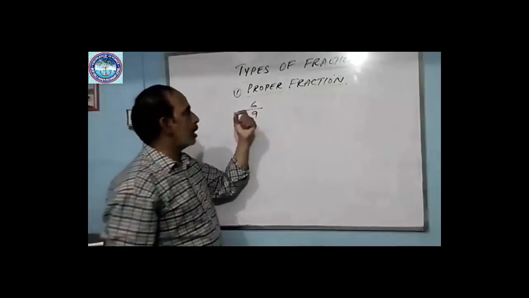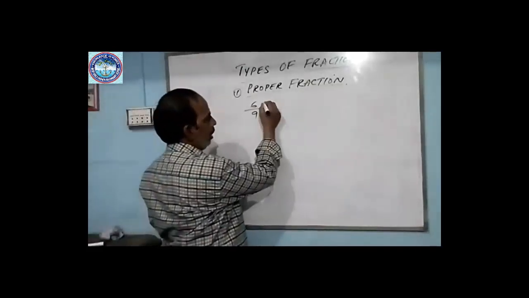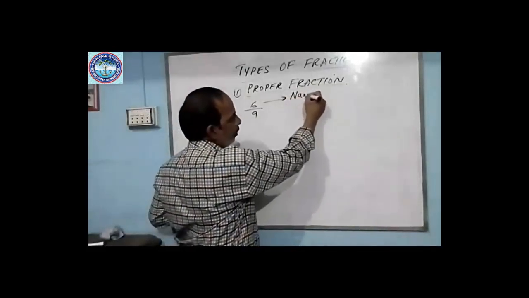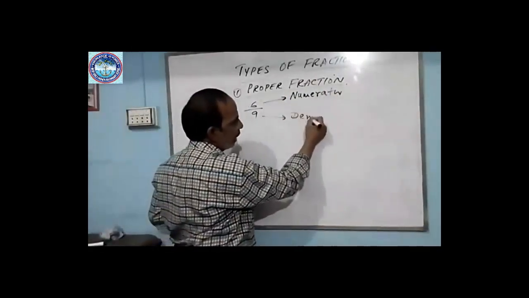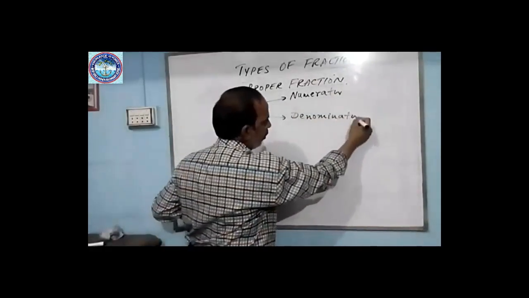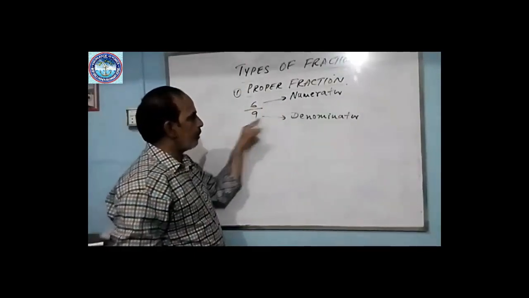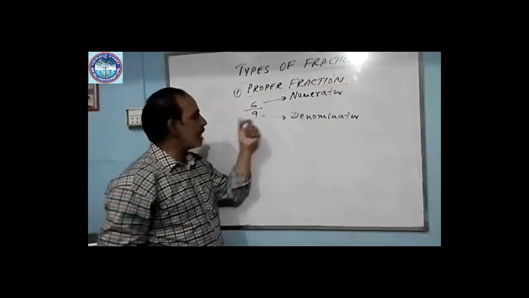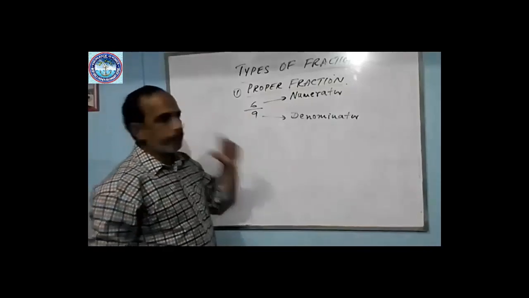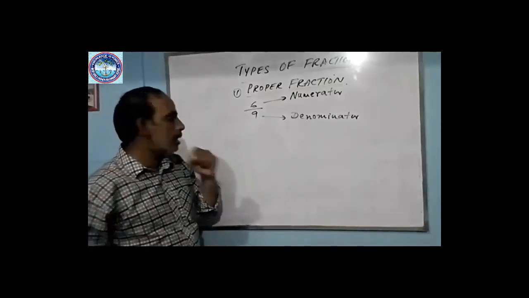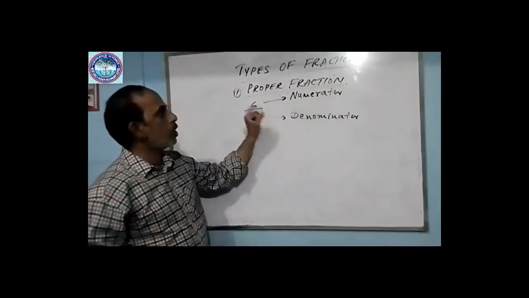Why do we call this a proper fraction? Only because here we see that at the numerator side we have 6 and on the denominator side we have 9. So 6 is less than 9. It is smaller than the denominator. So when the numerator is less than the denominator, then such a fraction is called the proper fraction.